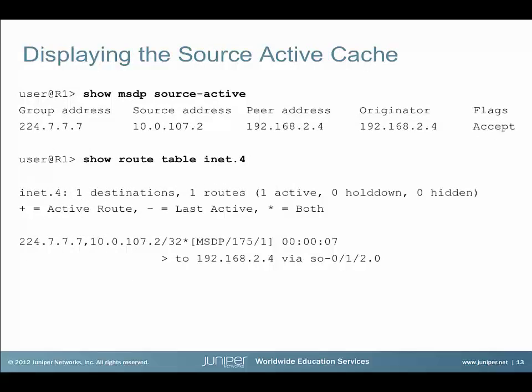You can view the SA cache on the MSDP router by using the show msdp source-active command. The flags field displays whether the SA message was accepted, rejected, or filtered. Another way to look at the SA cache is by looking at the inet.4 table with the show route table inet.4 command.